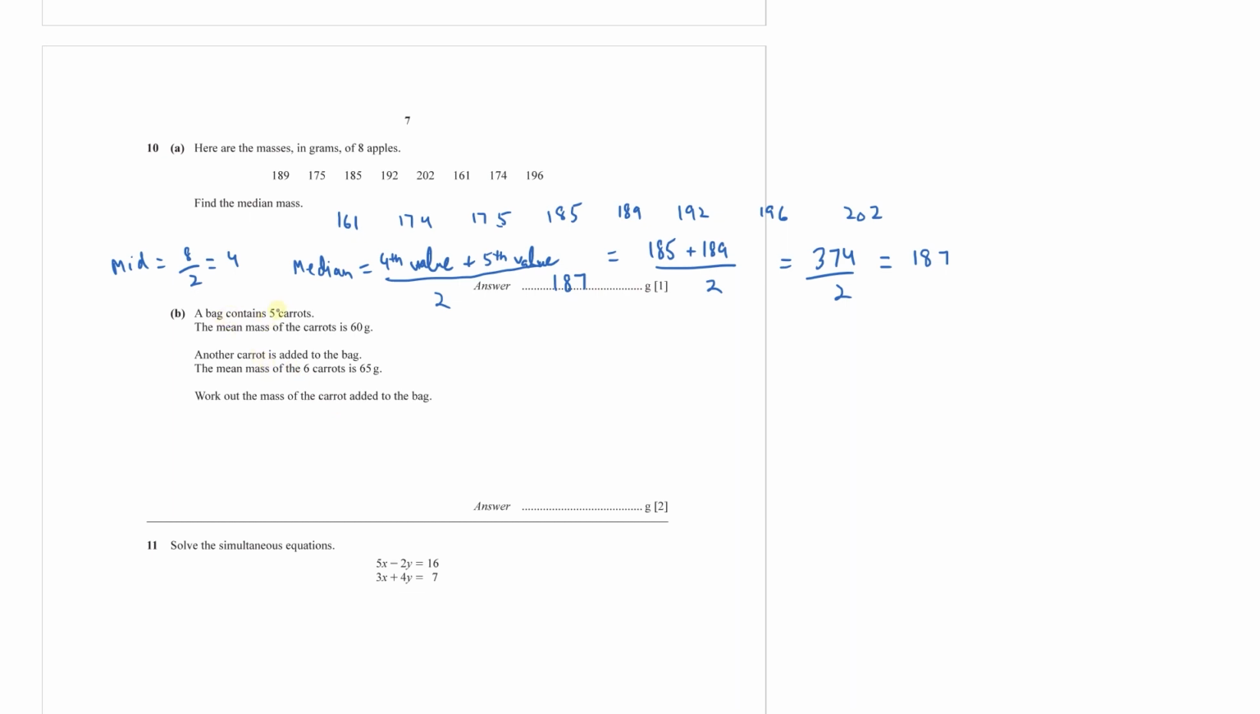A bag contains 5 carrots. The mean mass of the carrots is 60 gram. Another carrot is added to the bag. The mean mass of the 6 carrots is 65 gram. Work out the mass of the carrot added to the bag.